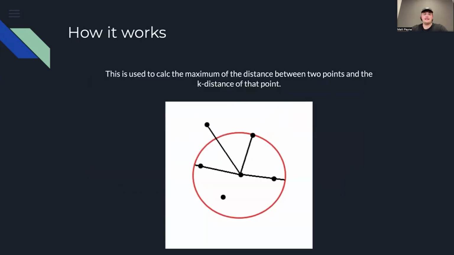So the K distance is used to calculate the maximum of the distance between 2 points and that K distance of that point. From there we can see with the radius and the calculated distance, we start to gather what's the density of the points around this one point that we have.